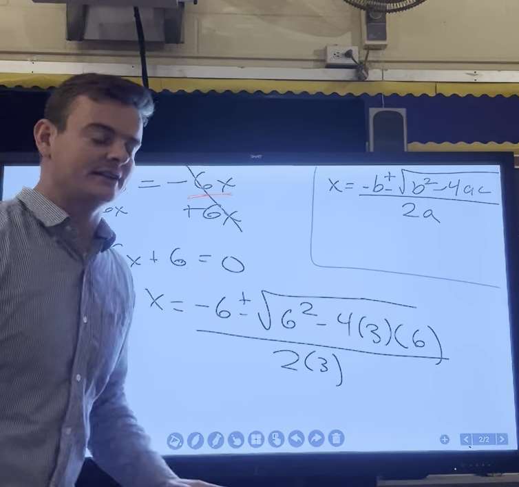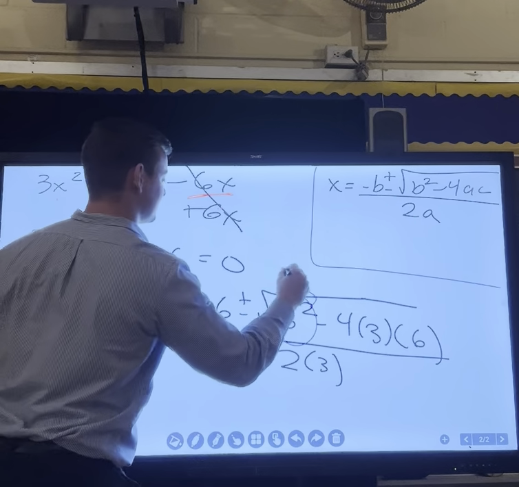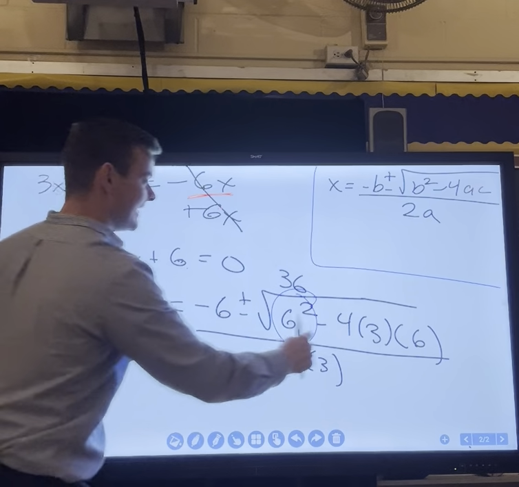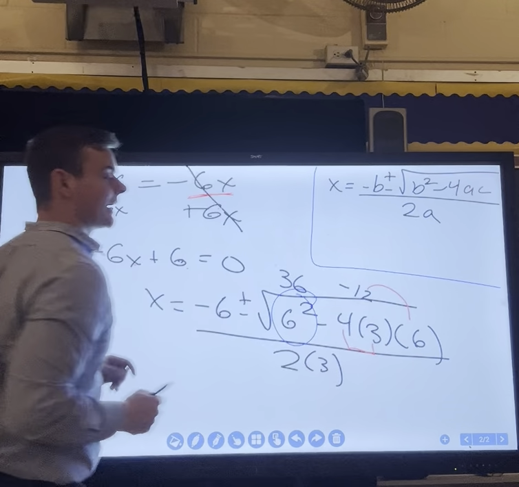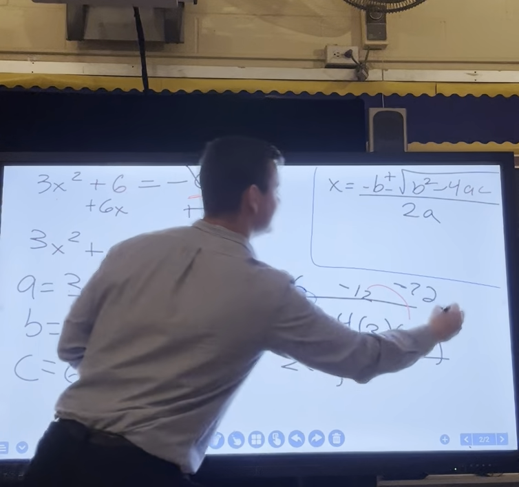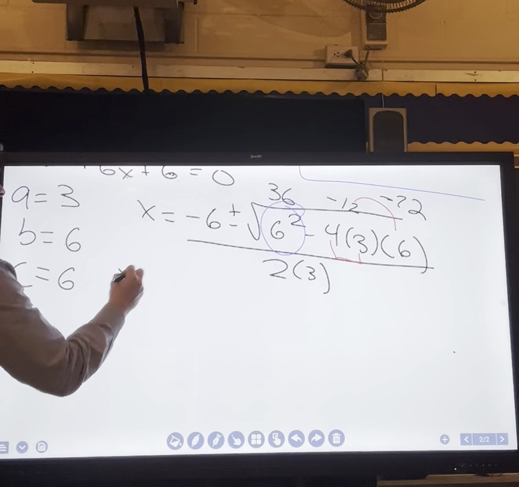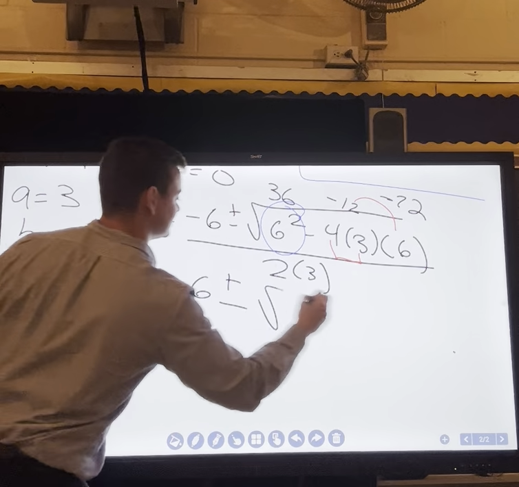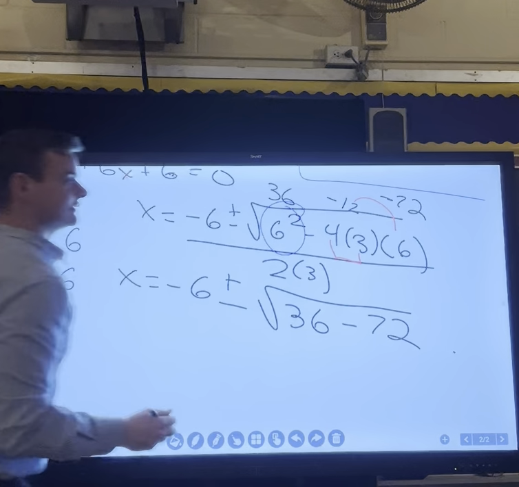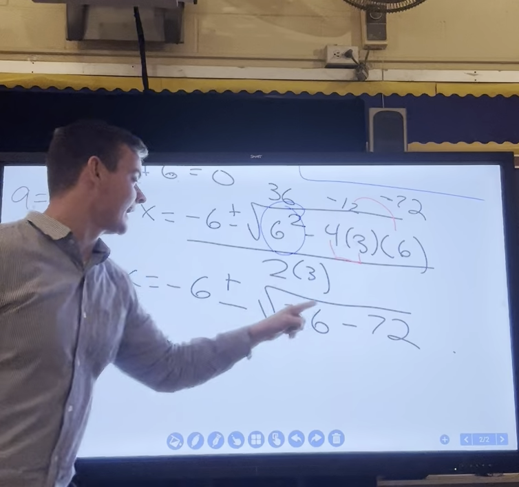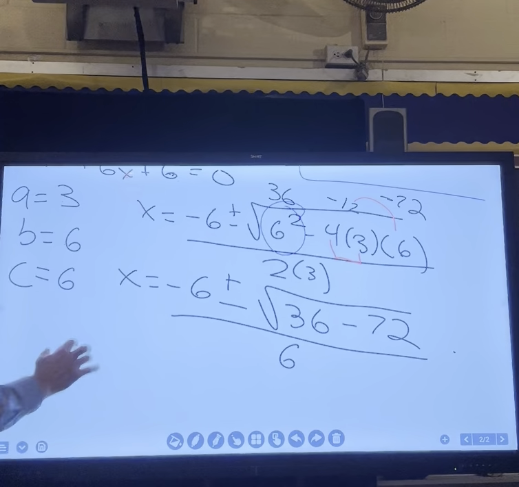Once I have it all written out, I'm going to deal with my square root first. 6 squared, that's 36. And then negative 4 times 3, that's negative 12. Negative 12 times 6, that's negative 72. So when I go to rewrite this, I rewrite it as x equals negative 6 plus or minus the square root. 6 squared is 36 minus 72. Since it was a negative, I kept the sign a negative. All this divided by 6.